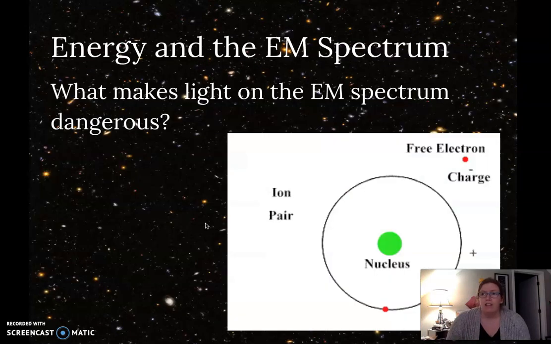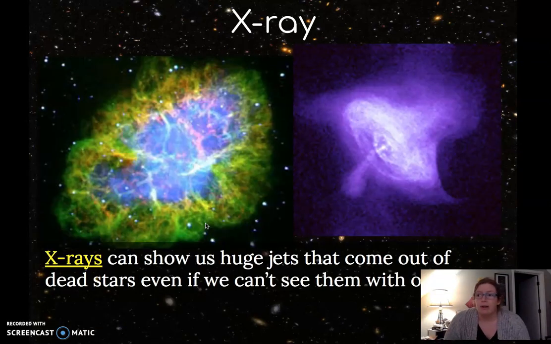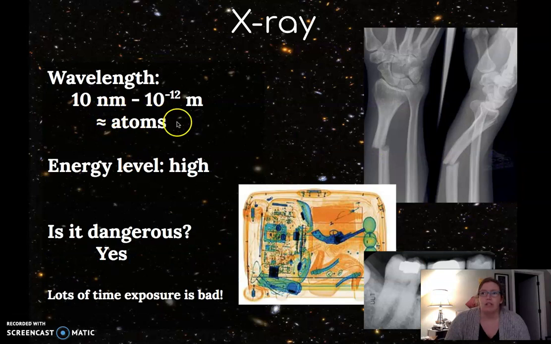So that's what makes ultraviolet light a little bit dangerous. Then we have X-ray light, and here's a great view of the Crab Nebula in the X-ray. X-rays have really small wavelengths, from 10 nanometers all the way down to 10 to the minus 12 meters, which is very small. Nanometers is 10 to the minus 9. The wavelength of an X-ray is about the same size as an atom. That means they have a really high energy level, and they're very dangerous.